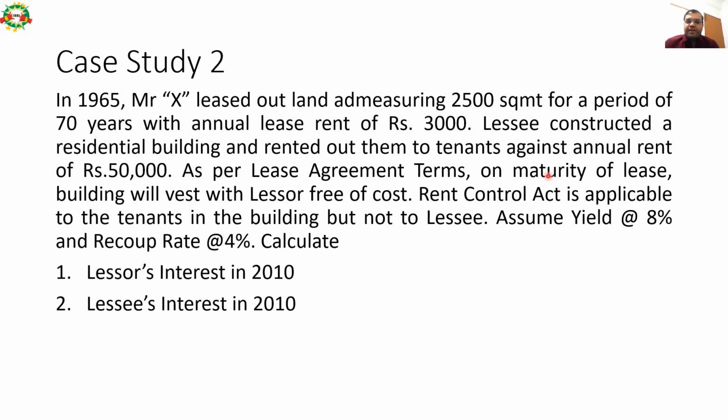As per lease agreement terms, on maturity of lease, the building will vest with lessor free of cost. So after maturity of lease, the building will automatically go to the lessor. Rent Control Act is applicable on tenants in the building but not on lessee. So it is important. So here three parties are involved. On one party, Rent Control Act is applicable. On another party, the main lessee, Rent Control Act is not applicable. Assume yield of 8%, recoup rate of 4%, calculate lessor interest in 2010 and lessee interest in 2010.